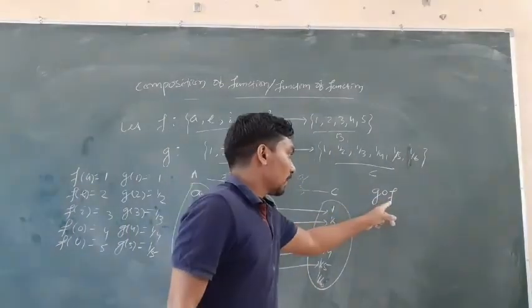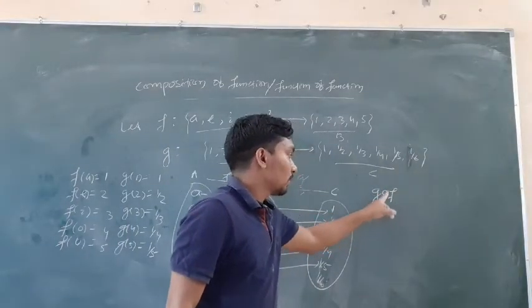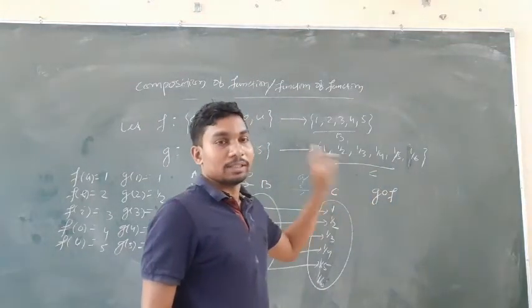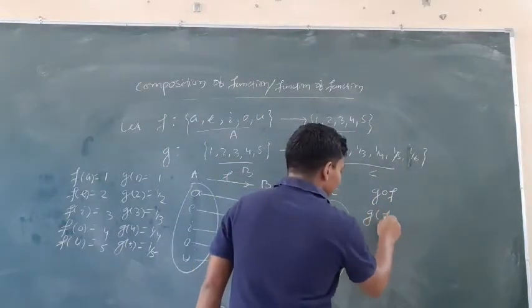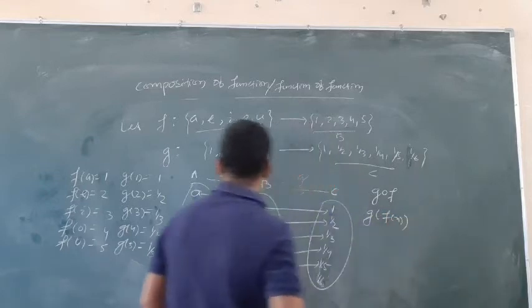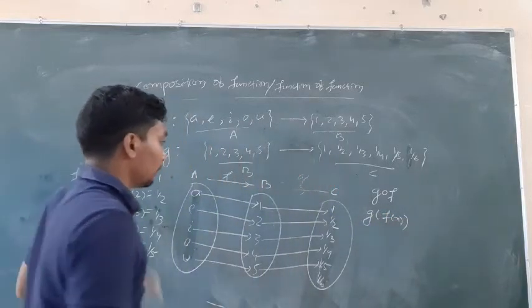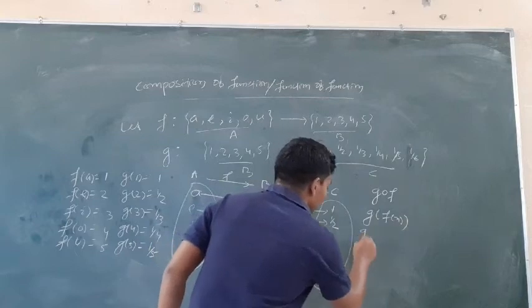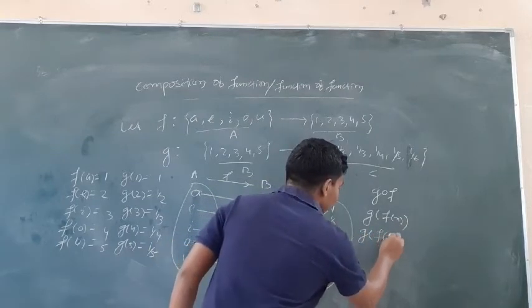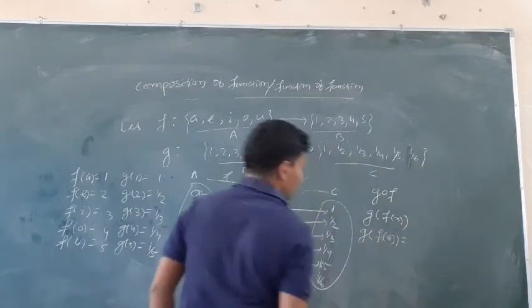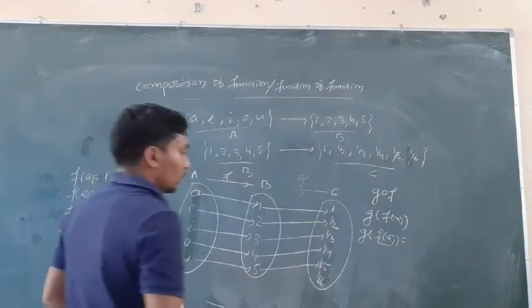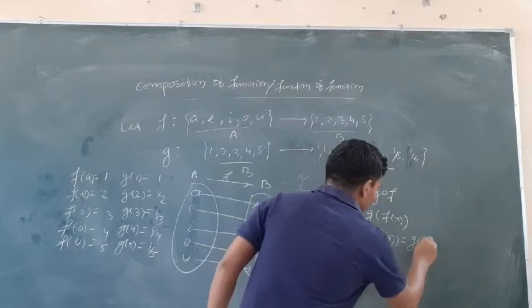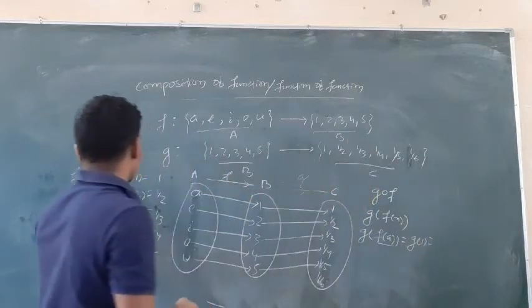Taking the function first in operation in f, then followed by g. That means g of f of x. Here f of x is equal to how much? Then we have to find out g of f of a. That means what is the value of f of a? The value of f of a is 1. So g of 1.